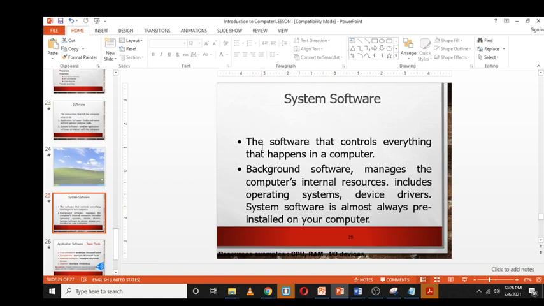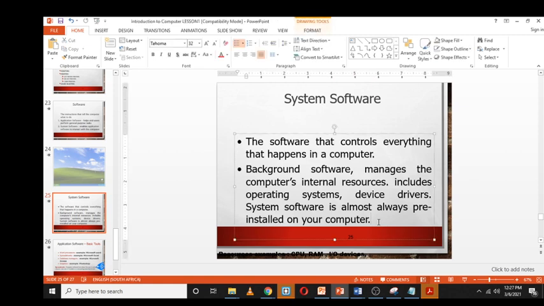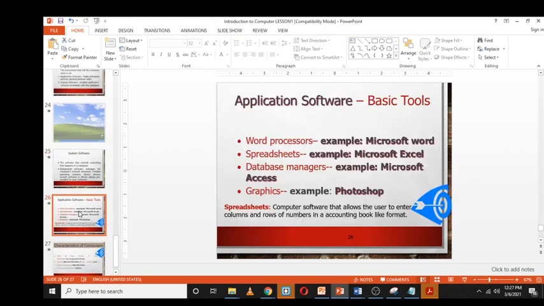System software basically controls everything that happens in a computer. It manages the computer's internal resources, and this includes an operating system. So the operating system of your computer falls under system software. Device drivers too. System software is almost always pre-installed, meaning that most of the time when you buy your computer, it comes with certain system software already. While application software is, we're talking about word processor, example Microsoft Word, spreadsheet, example Microsoft Excel, database manager, example Microsoft Access, graphics, example Photoshop, and all that.